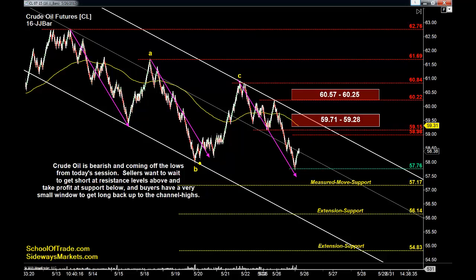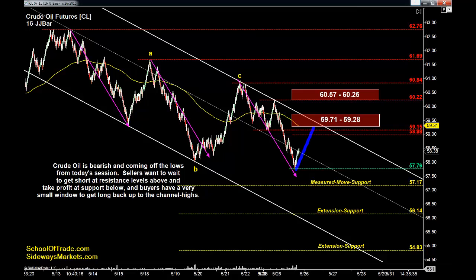57.17 is going to be that measured move support here. So measured move support puts us at 57.17. We still haven't tagged that measured move support. So there is a likelihood now that we may just roll over here at this midline, make that test of 57.17, and then make the move off those lows. That's why I say it's tough to be a bull right now on this market, because you're going against the grain here.